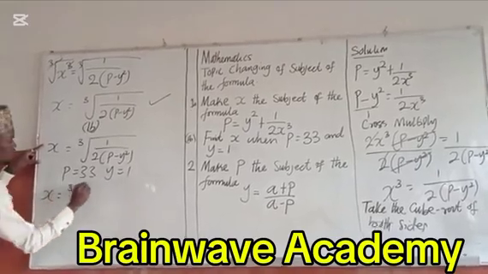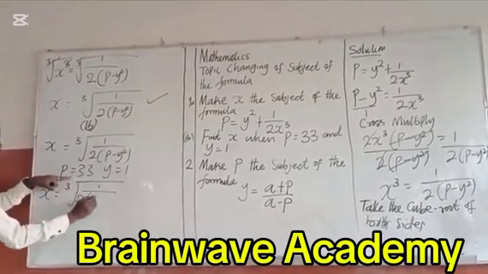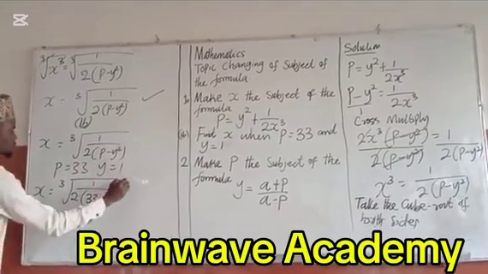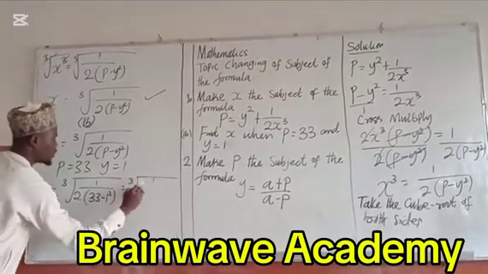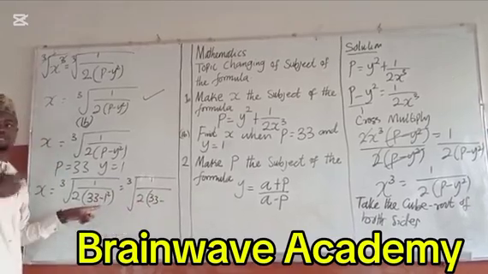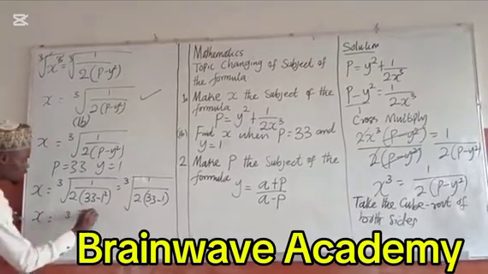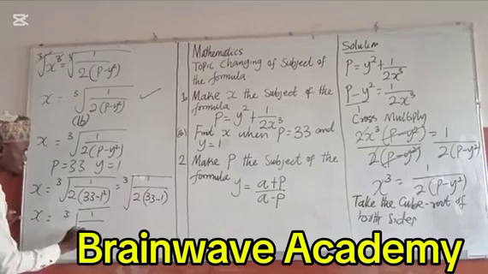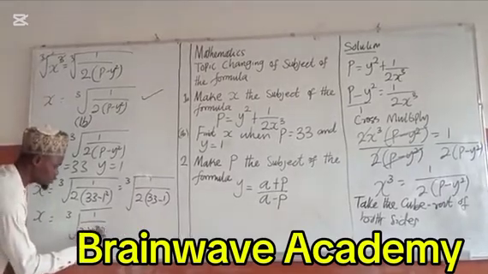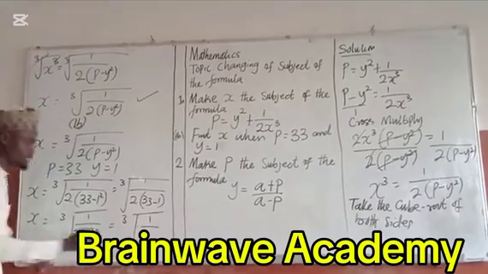We now have S equals cube root of 1 all over 2, open bracket, what is P? P is 33. 33 minus Y is 1 square, which is equal to cube root of 1 all over 2. We have 33 minus 1 square, which is 1 times 1, which is 1. We have S is equal to cube root of 1 all over 2 times, because bracket is multiplication, 33 minus 1 is 32. That is 32, which is cube root of 1 all over 2 times 32, which is what?